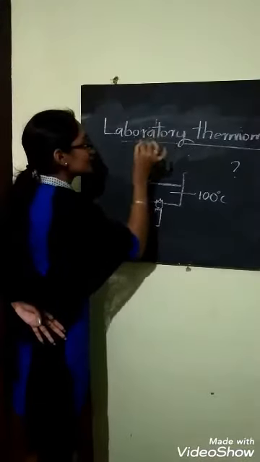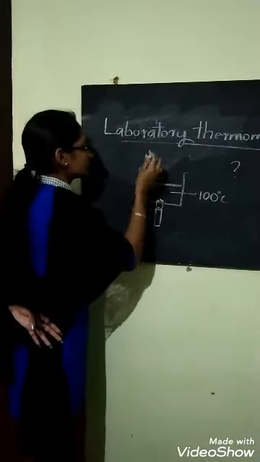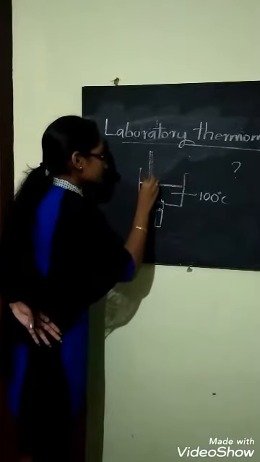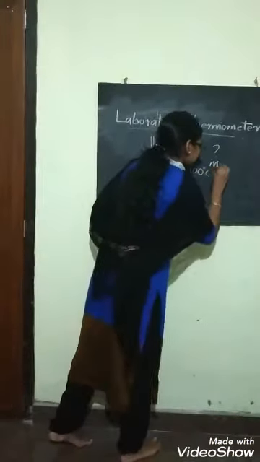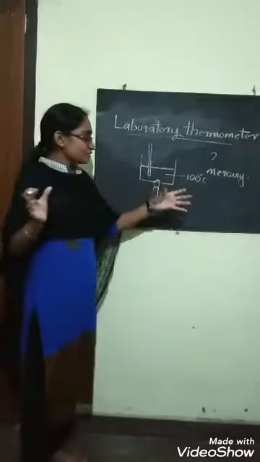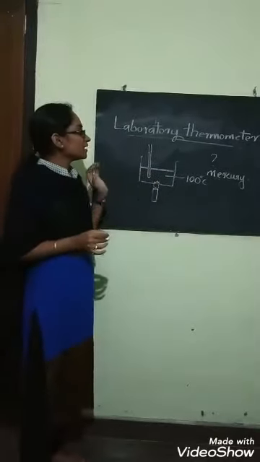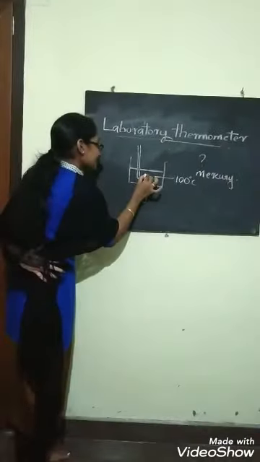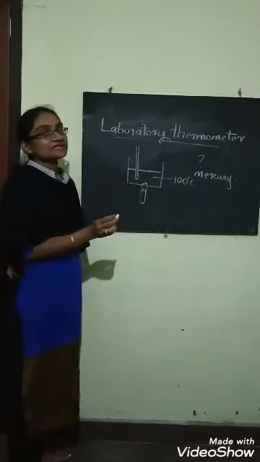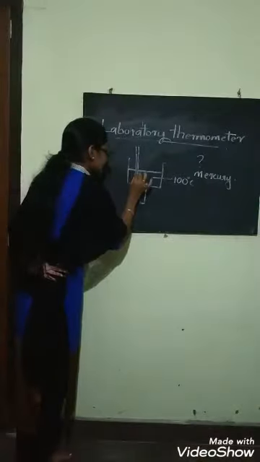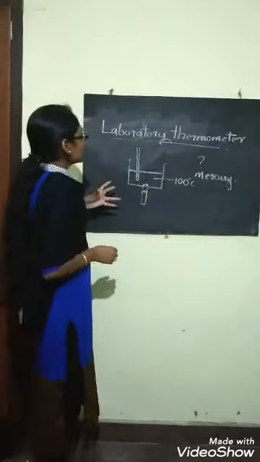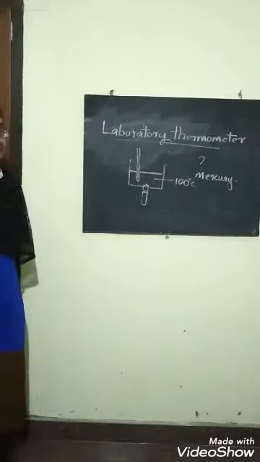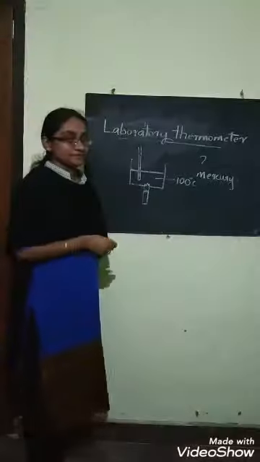This laboratory thermometer is a long glass rod which has mercury inside. I already explained why we use mercury in thermometers. Now, when the temperature increases, what happens? This mercury will rise. That is what happens in this thermometer. Now, the question is, how can we measure the reading using this laboratory thermometer?